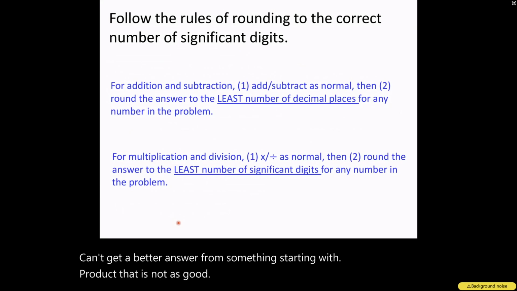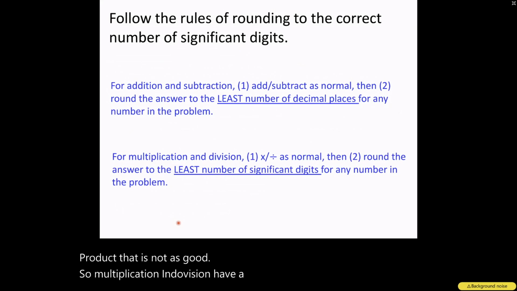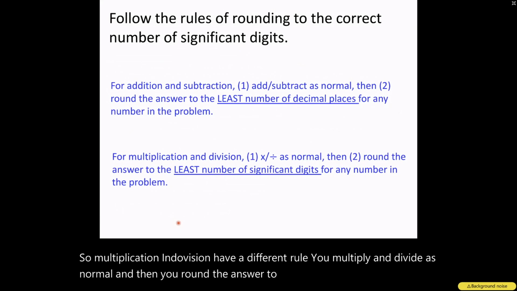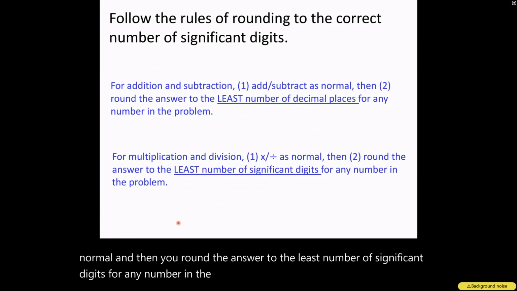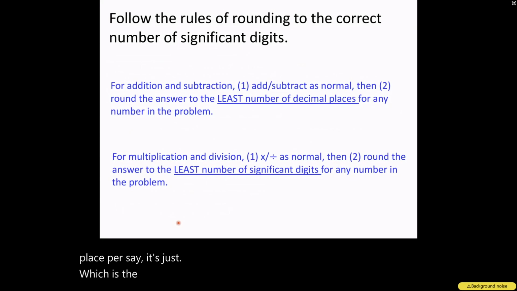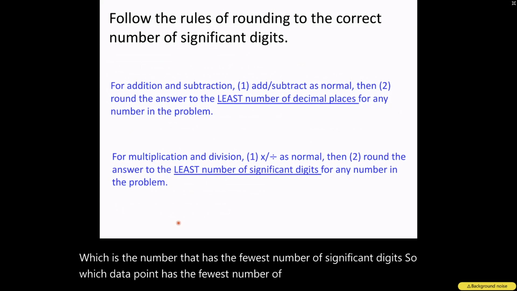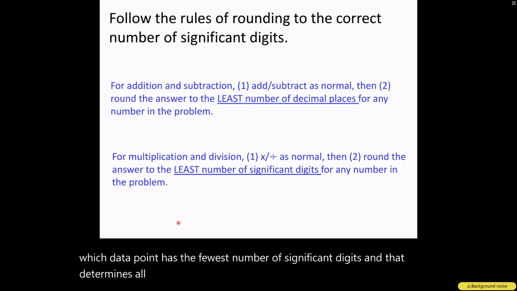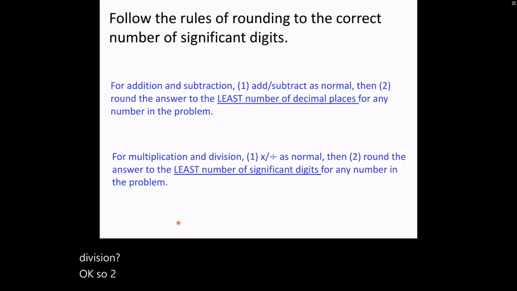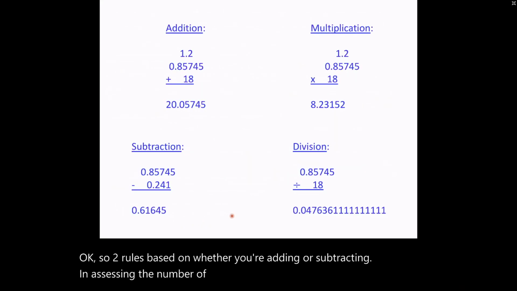So multiplication and division have a different rule. You multiply and divide as normal, and then you round the answer to the least number of significant digits for any number in the problem. So here it's not decimal place per se, it's just which is the number that has the fewest number of significant digits. That determines all other calculated answers with respect to multiplication and division. Okay? So 2 rules, based on whether you're adding or subtracting and assessing the number of significant digits. So here's some examples.